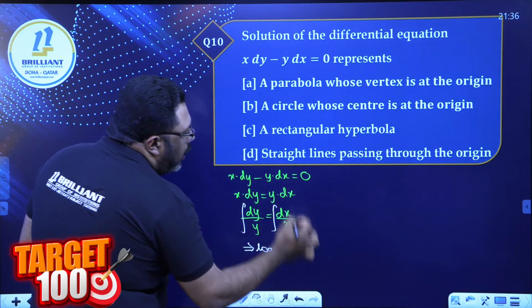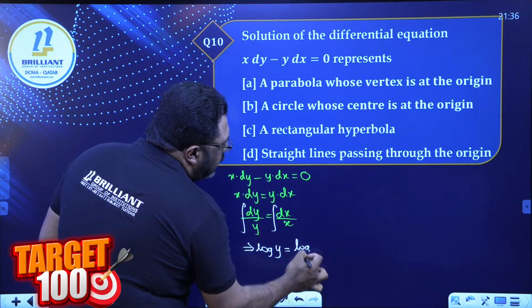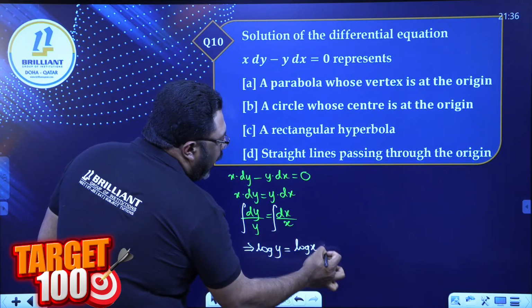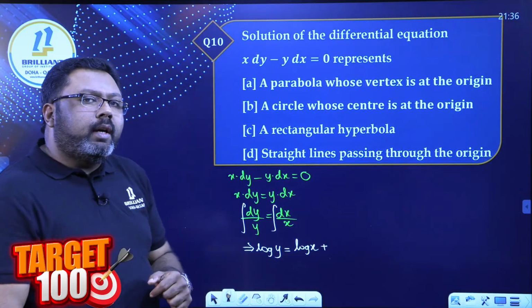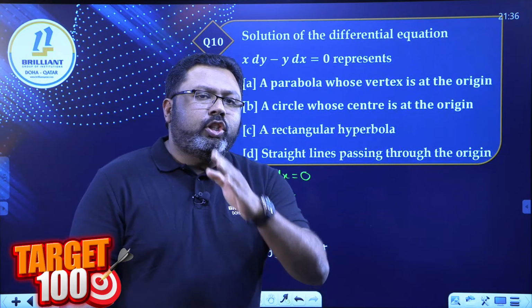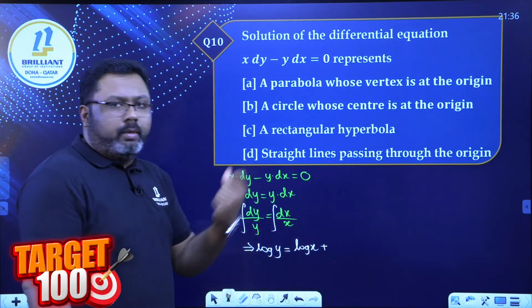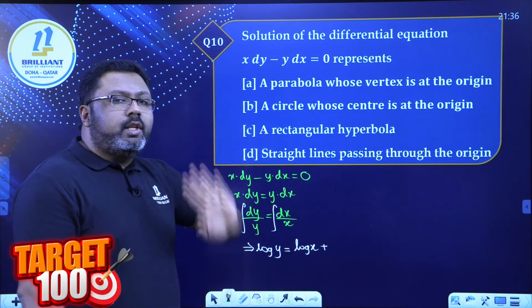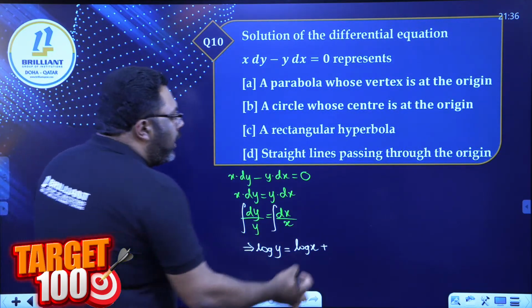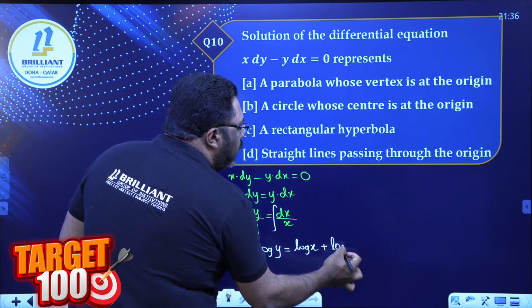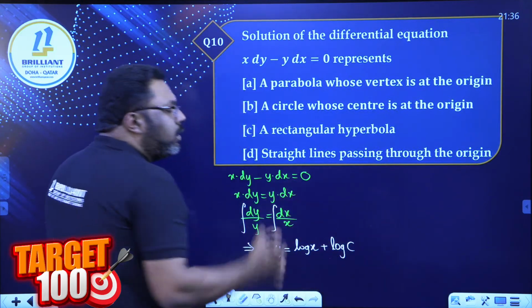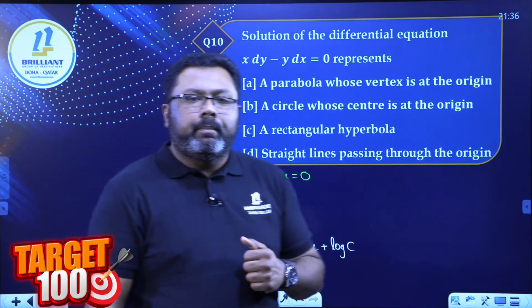Log y. What is the integral of 1 by x? Log x. And let me give you some advice. Whenever both integrations in the solution of a differential equation result in log, on both sides, make sure you write your arbitrary constant also as log c.